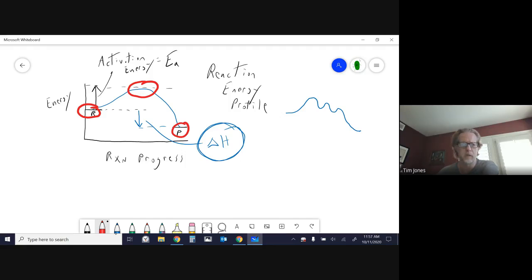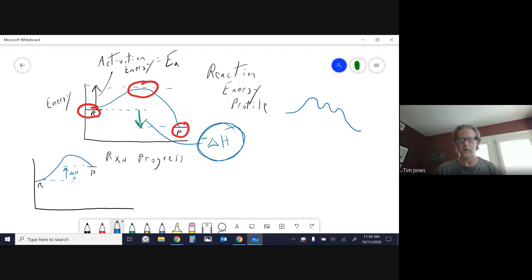The only other thing to mention here is the way I've drawn this. Notice that this goes down. So this would be a negative delta H. If we had a positive delta H, the products would be up here, and the curve would still have a hill, but it would end in a higher spot. And in this case, that would be my delta H, and it would be a positive delta H, or endothermic.